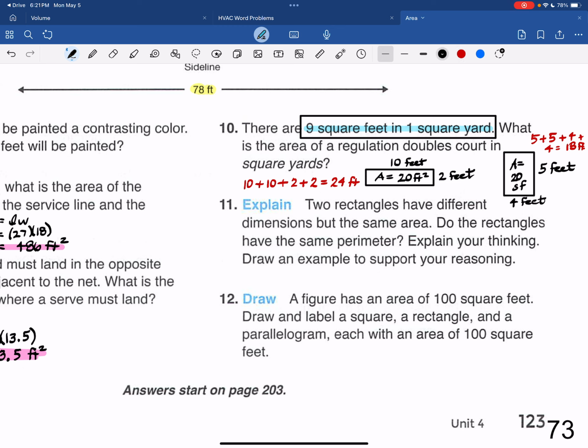If the dimensions are not the same, the perimeter is not the same in most cases. Now, it's possible that you could have a perimeter that could come out the same, but I can't think of one just right off the top of my head. I'm sure there are some numbers somewhere in the world that would work, but in general, no, they will not have the same perimeter because the dimensions are different. Perimeter is the distance around the outside. So the dimensions of the sides are not the same.